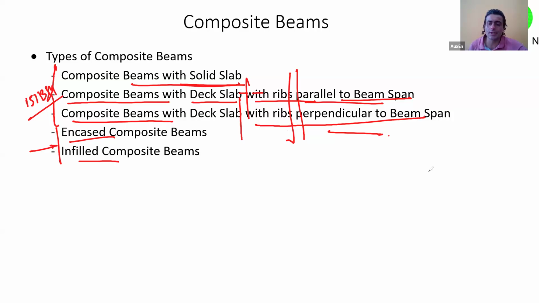I have just introduced the structural system to you right now. Okay. Any question, confusion? Okay.